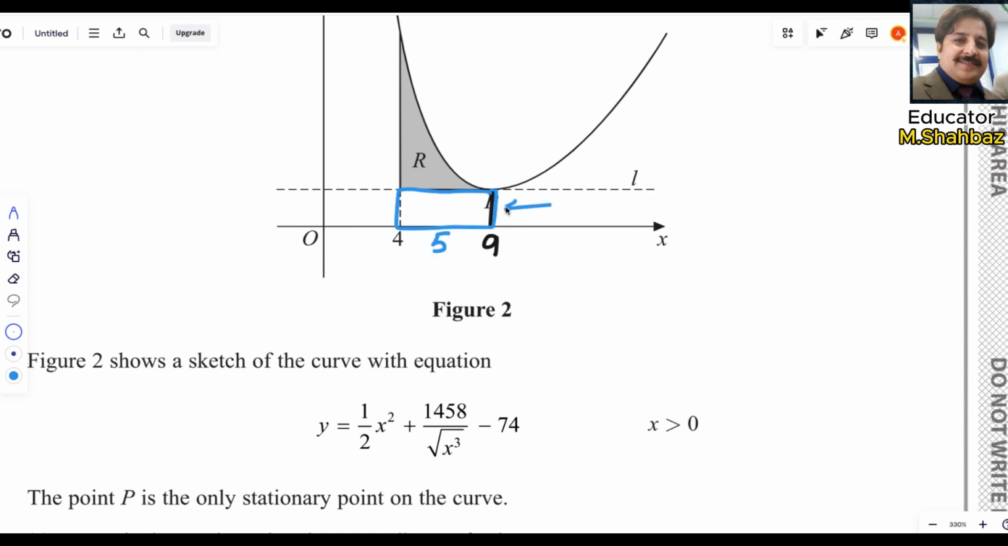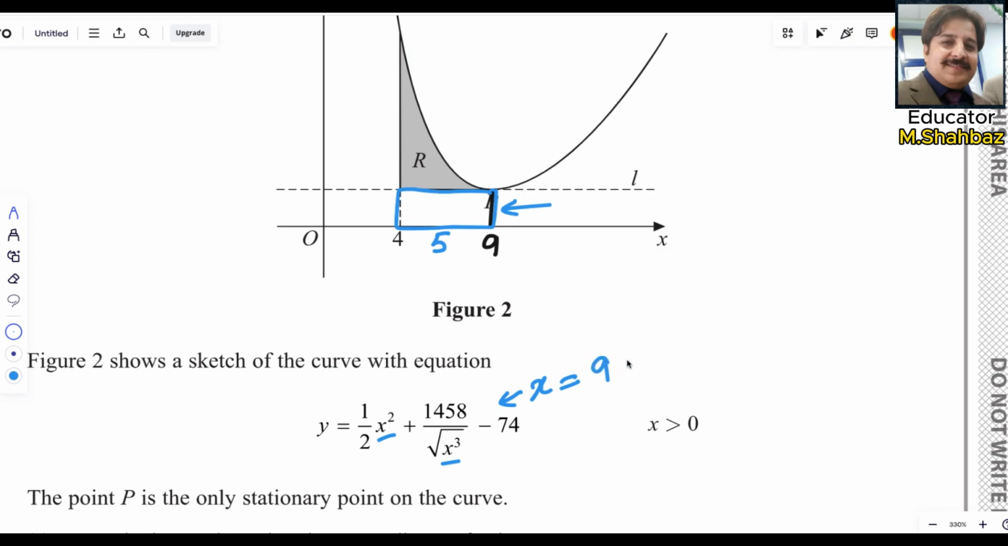And how to find this length? We substitute the value of x into this equation. Replace x with 9 and you will get the answer. Let us use the calculator for this purpose. Plug in the values as they are: 1/2 times 9 squared plus 1458 over the square root of 9 cubed, then minus 74. Press equal and you get the answer 20.5. When x is 9, we get the value of y as 20.5. So this length is 20.5.